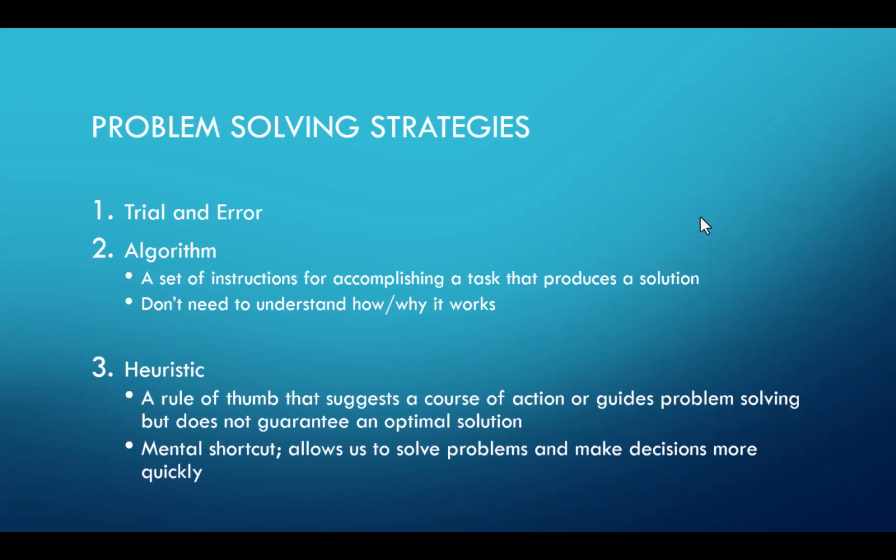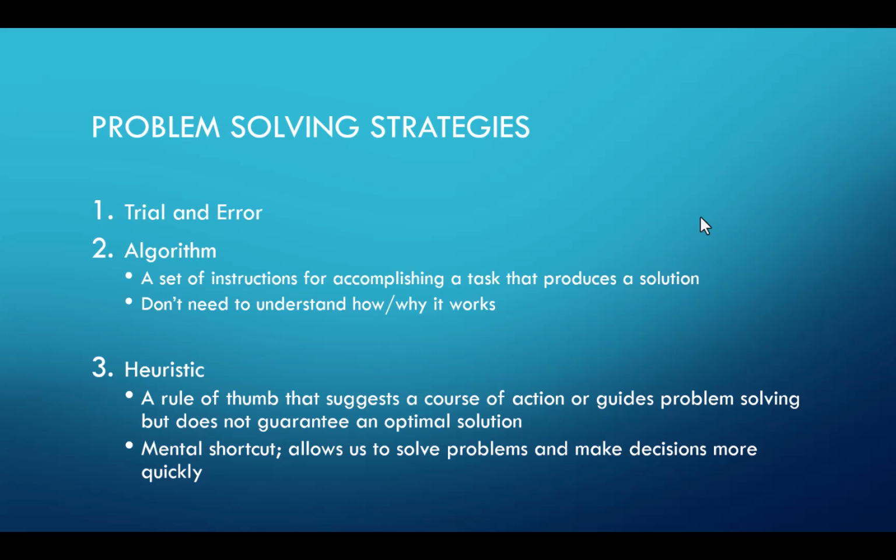Now, how about a heuristic? Heuristics are rules of thumb. They're going to suggest a course of action, they're going to guide problem solving, but they don't guarantee an optimal solution. So for baking cookies, we'd have to have some rules of thumb. We know that brown sugar makes cookies a little chewier, a lower temperature allows the cookies to bake evenly, chilling the dough prevents the cookies from spreading out too much. So we apply these principles to our cookie baking, and it turns out to be the best cookies.